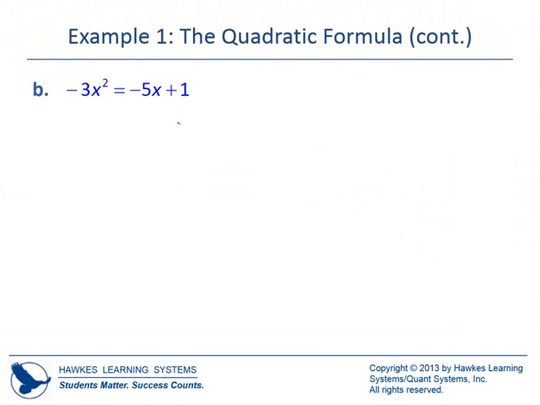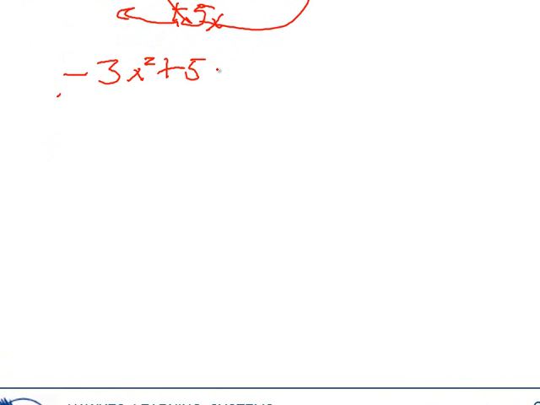So here we have another one. Negative 3x squared is equal to negative 5x plus 1. Well, remember, we've got to get all of these values to the other side of the equation. So we'll basically add 5x. That'd be a negative 3x squared plus 5x is equal to positive 1. And so now we'll subtract 1 from both sides.